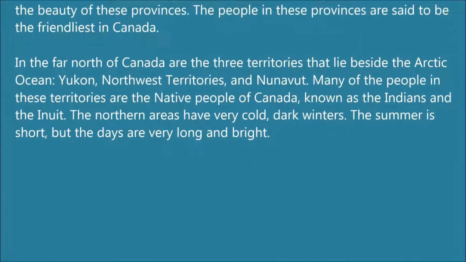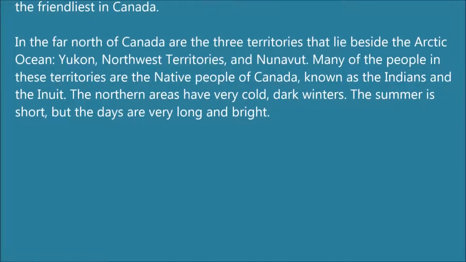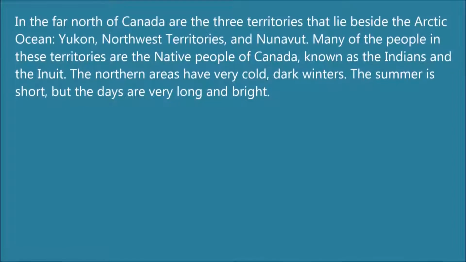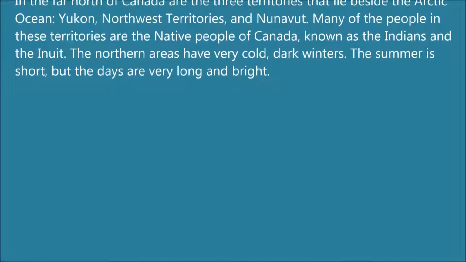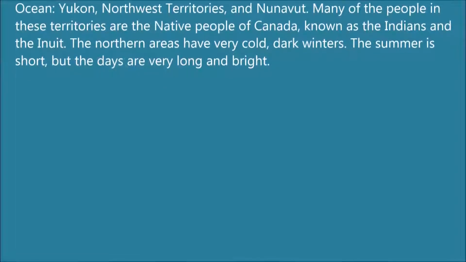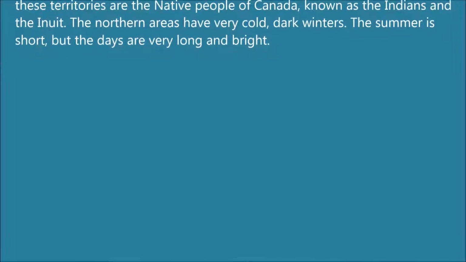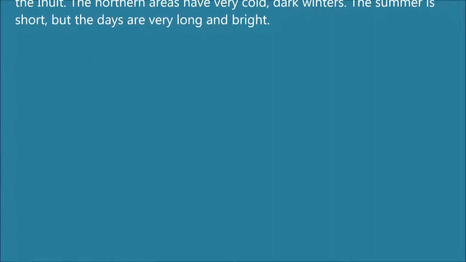In the far north of Canada are the 3 territories that lie beside the Arctic Ocean: Yukon, Northwest Territories, and Nunavik. Many of the people in these territories are the native people of Canada, known as the Indians and the Inuit. The northern areas have very cold, dark winters. The summer is short, but the days are very long and bright.